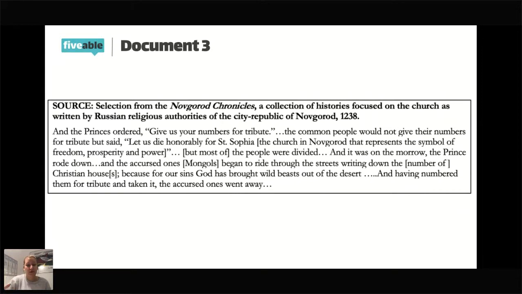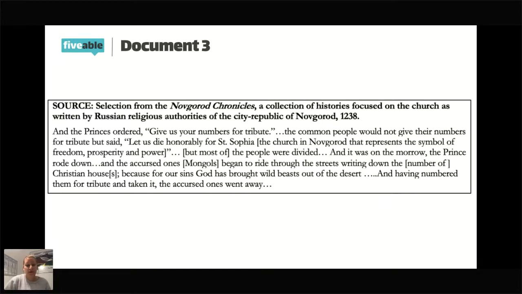forcing the people there to pay tribute to the Mongols to be left alone. And so here in this document, it does a great example demonstrating that tributary system, how the Mongols would come in and they would gather tribute and then go away. So that explains the historical situation and the impact, because of course, these people in Russia were impacted, having to pay tribute to the Mongols for their continued protection.